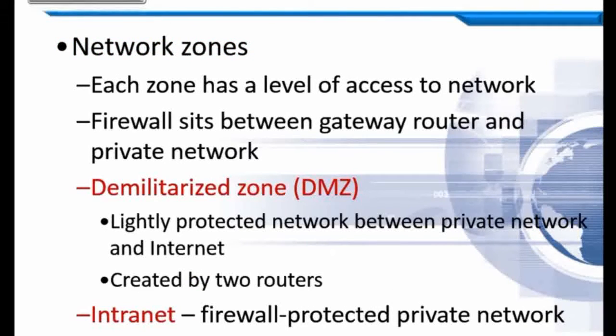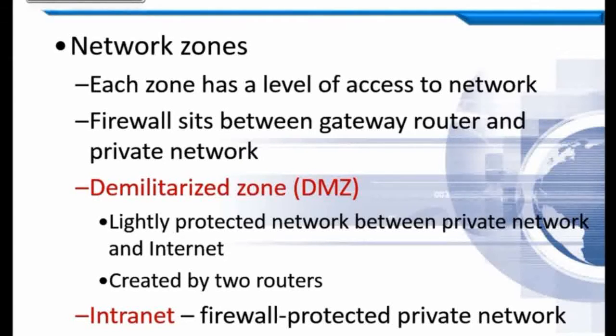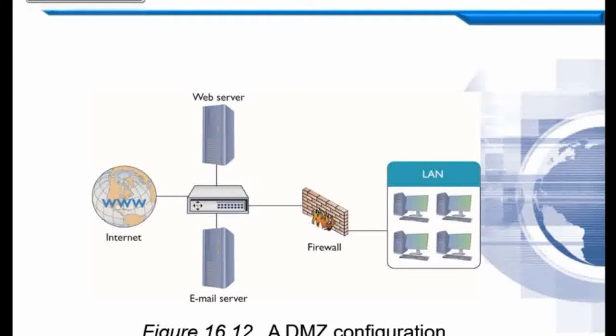The next way that we protect our networks is with network zones. Each zone should be assigned a level of access to the network. You'll find a firewall that sits between the gateway router and your private network. That space between the two is called the DMZ, or demilitarized zone. This is a lightly protected network that sits between your private network and the internet. Here's a look at a typical DMZ configuration.